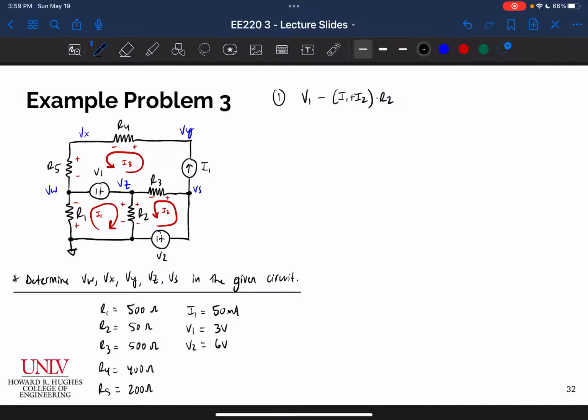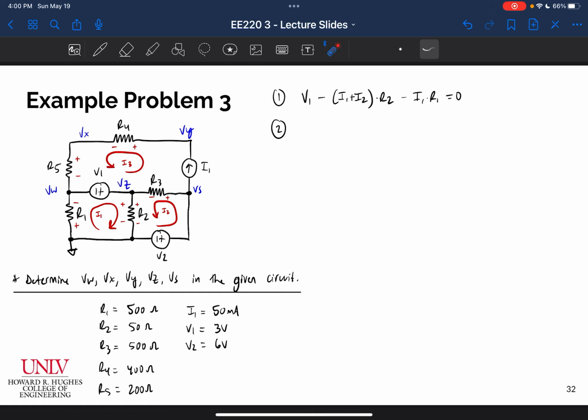And then I keep going around the loop, right? And I get to this resistor, and the voltage drop across that resistor is just going to be I1 times R1, right? So minus I1 times R1 equals 0, okay? So that's my first equation for my first loop. Now let's write the equation for my second loop.